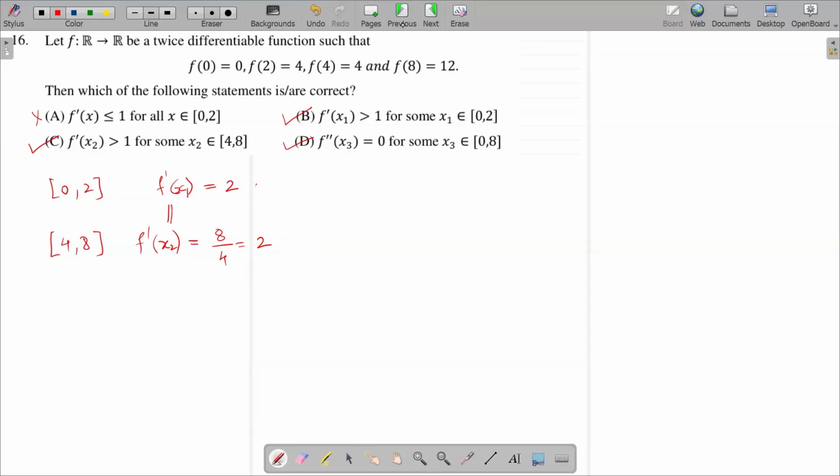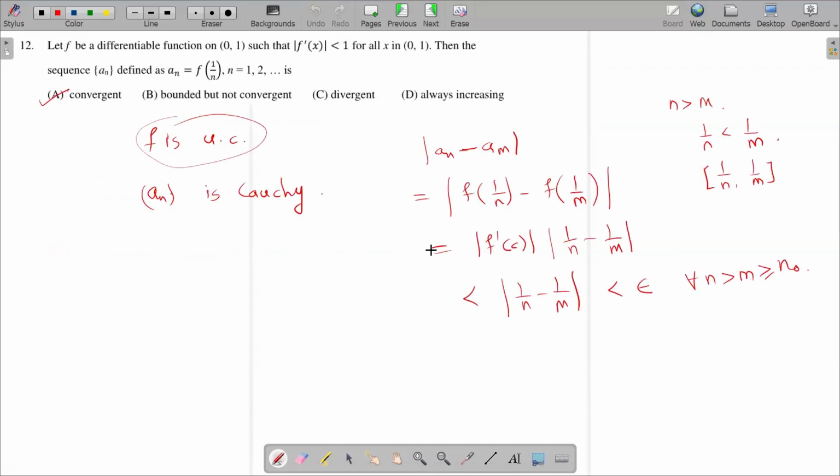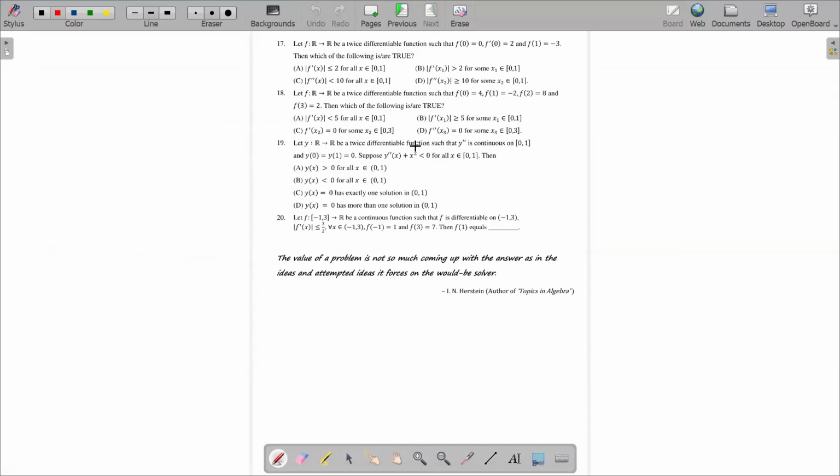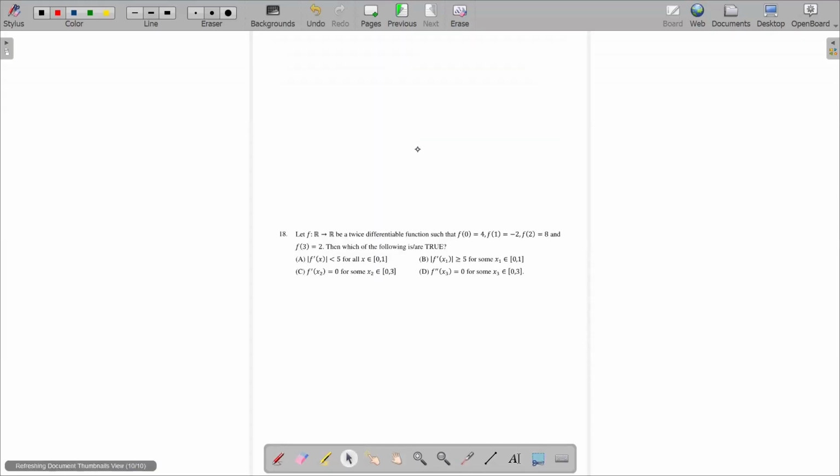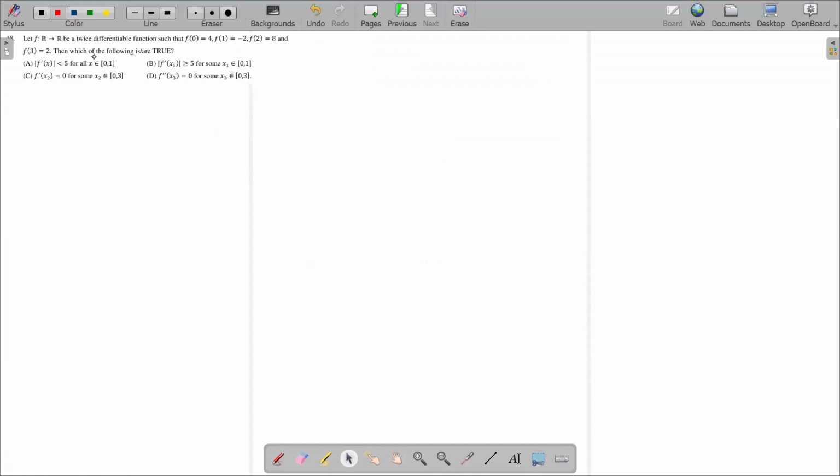Good. So this was easy. I want one more question, I forgot to include. Okay, let's look at one of 17 or 18. Say 18. Let's look at 18. You can see these are all mean value, and these are purely from JAM.